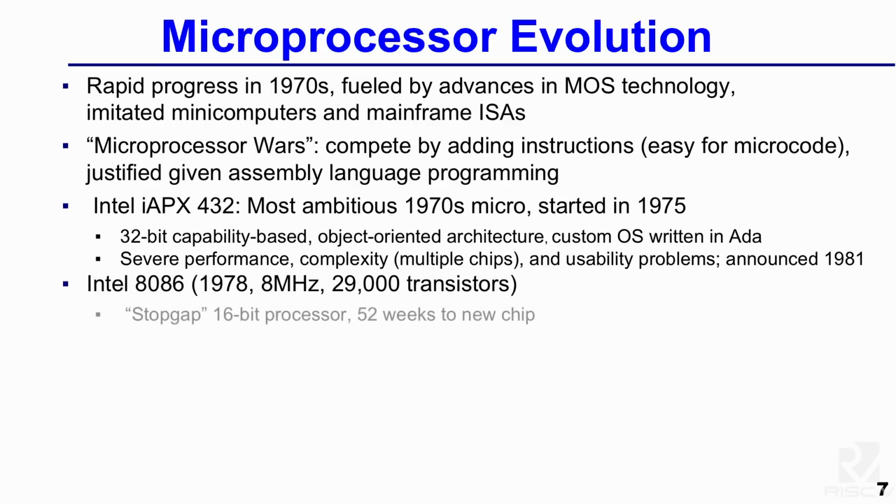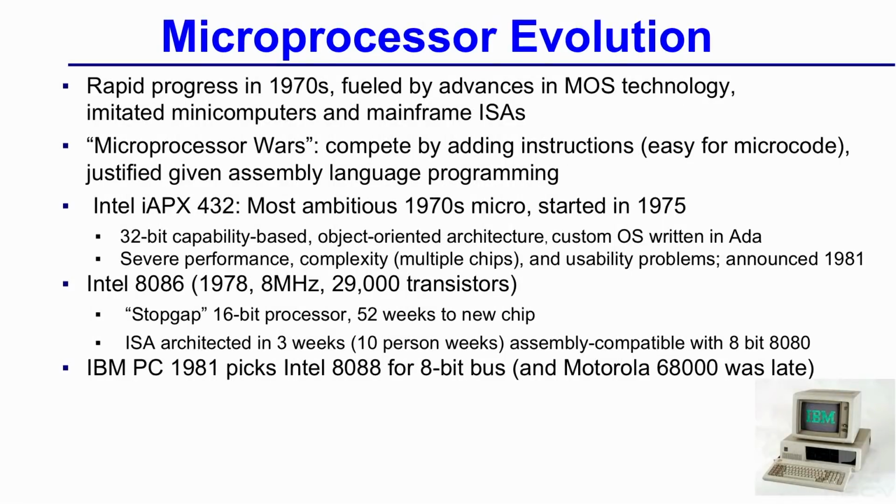Given 52 weeks, they only spent 3 weeks on the instruction set. So 3 people, 3 weeks on the instruction set, and they basically extended the 8080 8-bit one to 16 bits, a little bit more than that. To their great fortune, IBM needed a 16-bit computer.